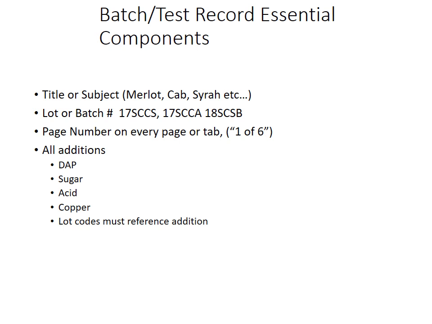So the essential components are that you have a page number on every page or tab, and that you record all of your additions, that anything you add, whatever it is, water, sugar, acid, copper.